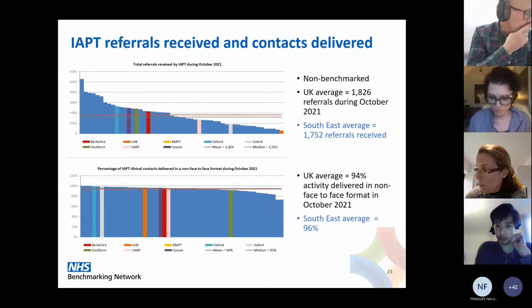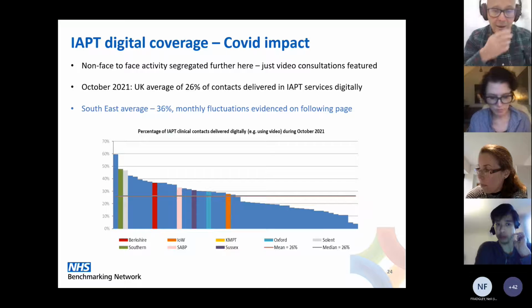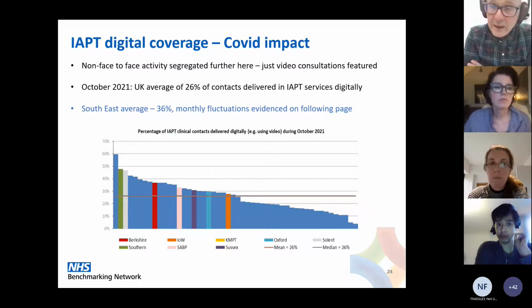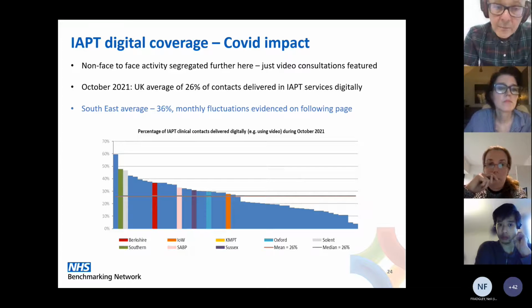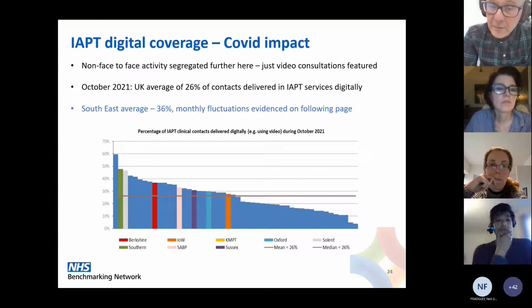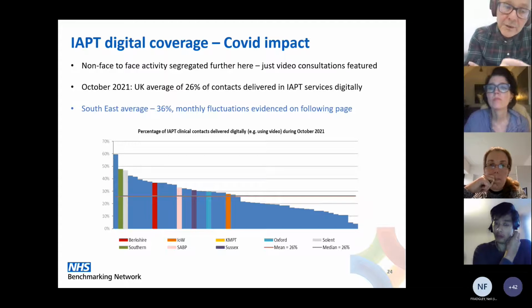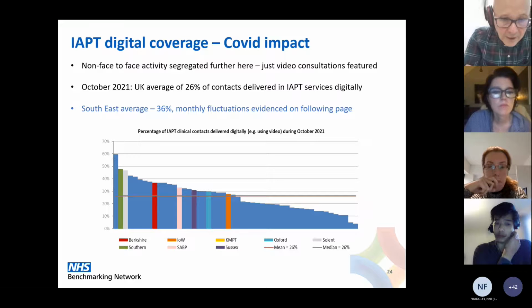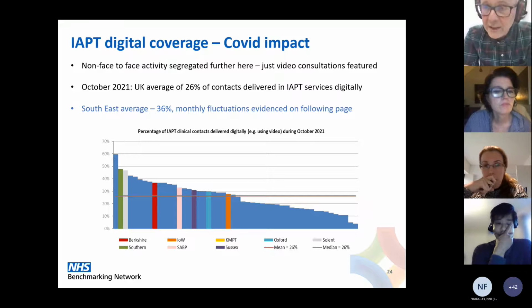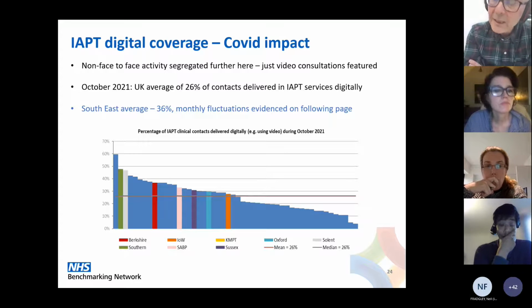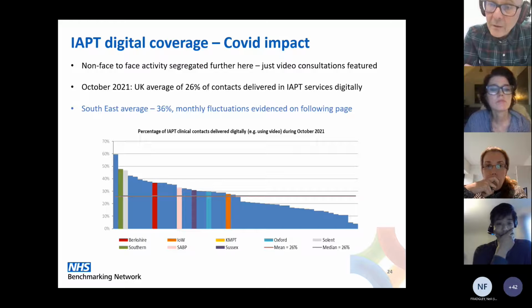And Ellie, let's look at the digital next, I think it is, yes. So again, the region has done fantastically on digital. So the latest data, England average, 26% of IAPT care was digital in October. The South East was 36%. So Southern and Solent were the two best providers in the region. So if you look at Southern there, about 46, 47%, and on top of that, 10% face-to-face care.